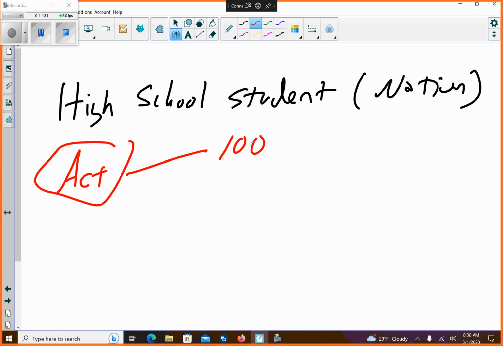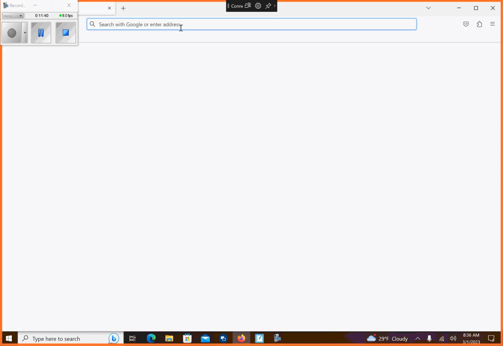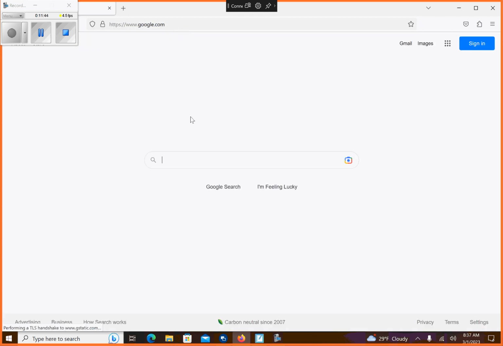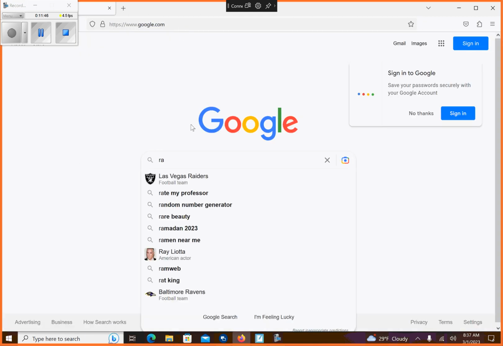If I could come with a random number generator, and when I say a random number generator, it's basically something as simple as this. If we just jump on Google and type in random number generator.